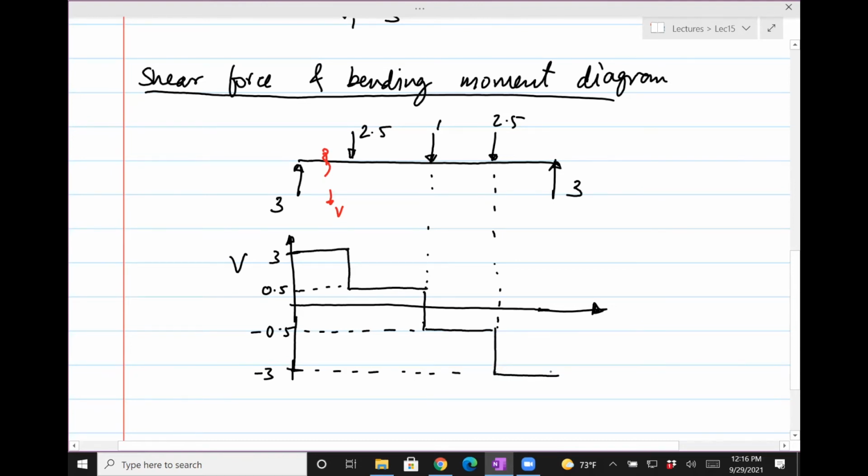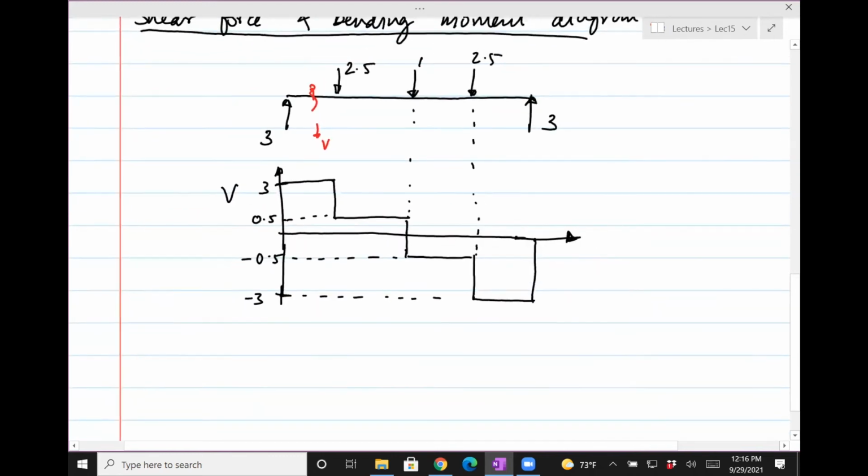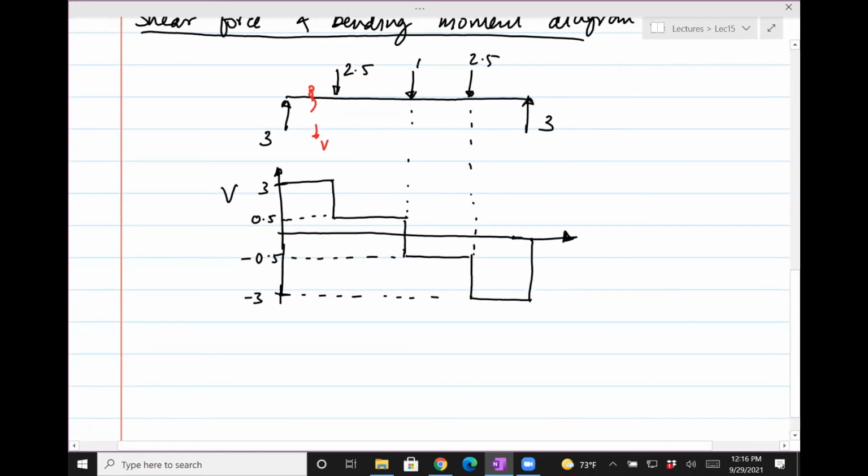And then once you reach here, there's a 3 downwards, but then there's a 3 upwards. And so the shear force is going to be 0. So this is the shear force diagram we got just by reasoning it out, without actually writing any equations.